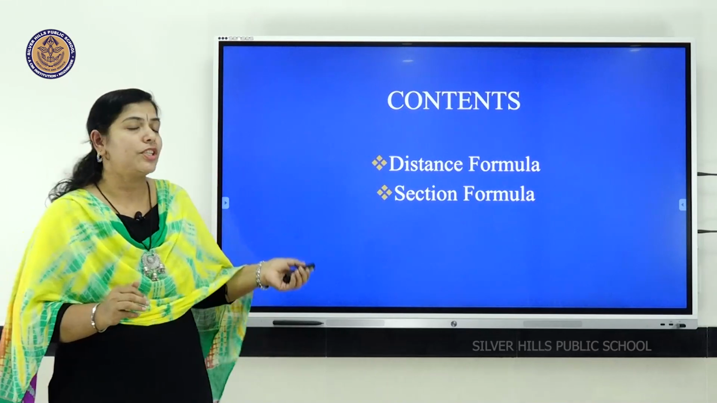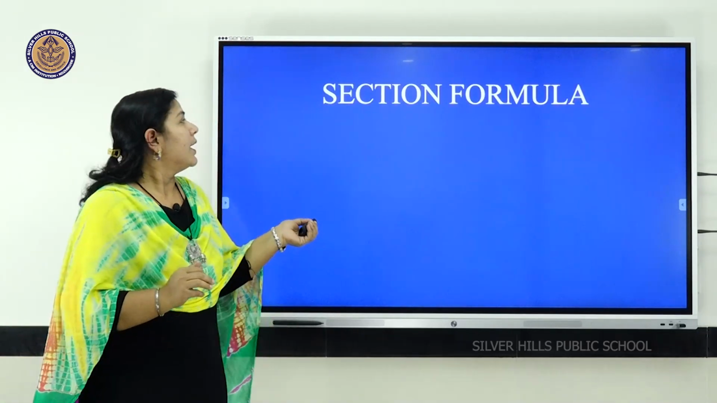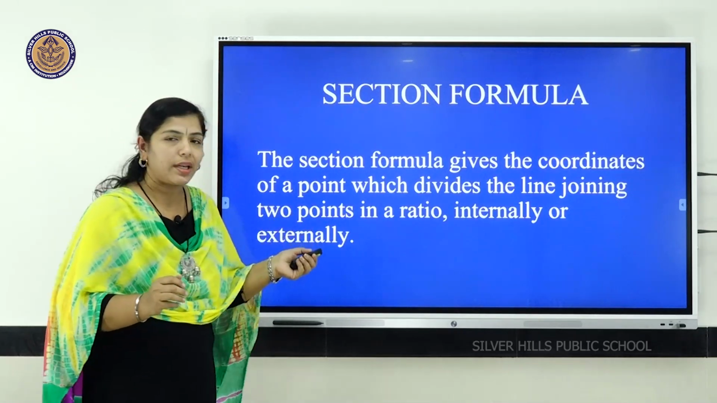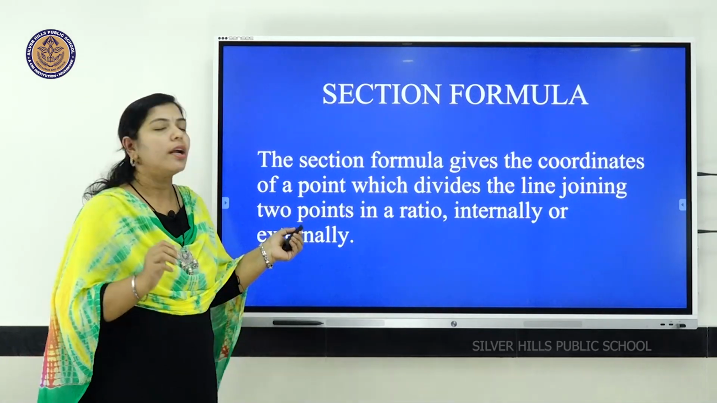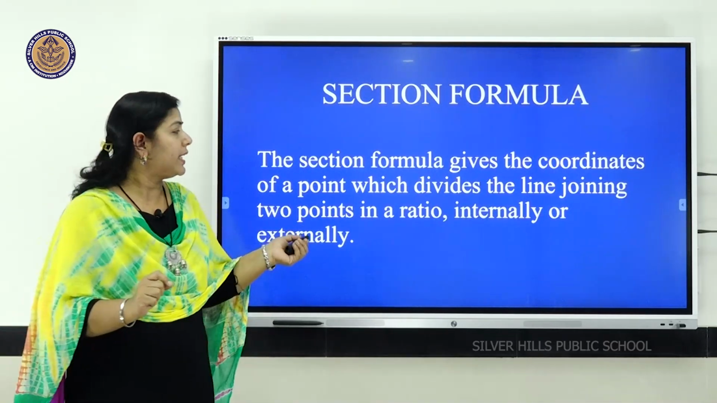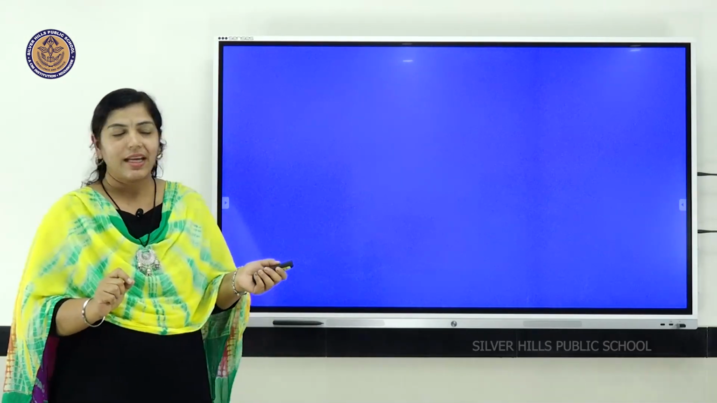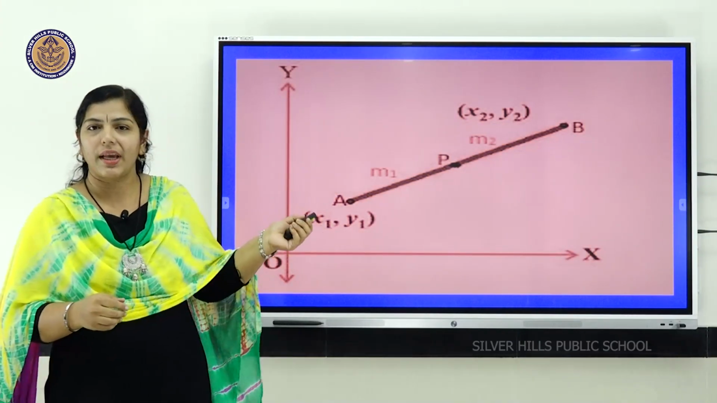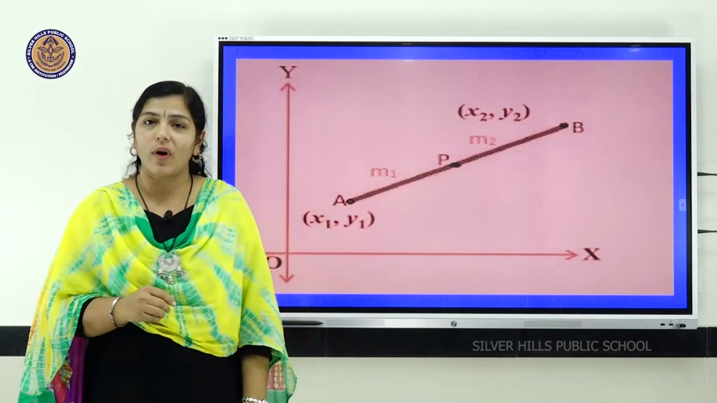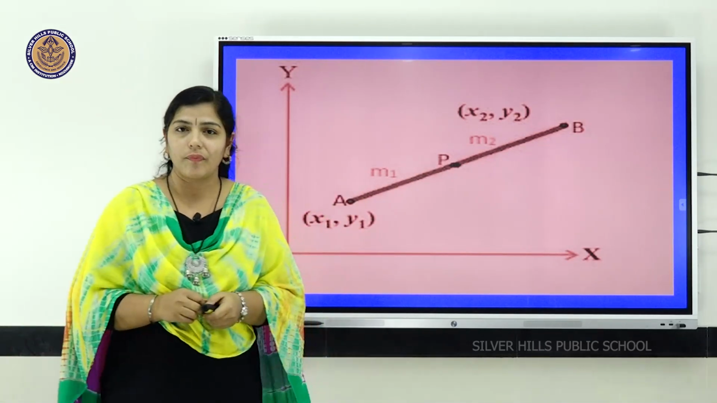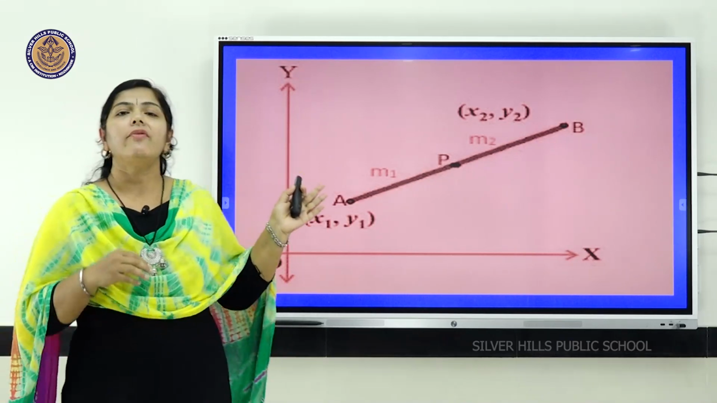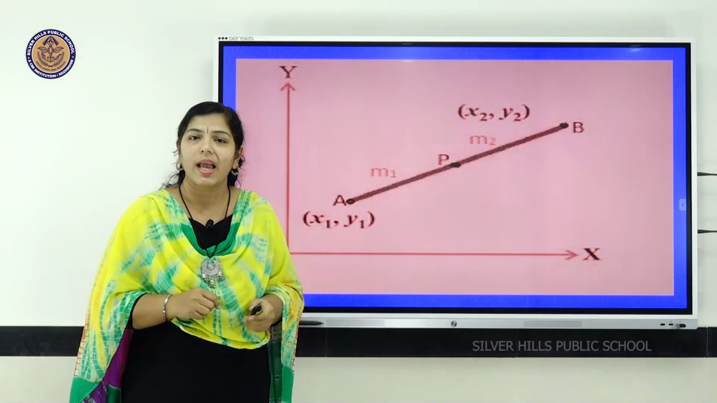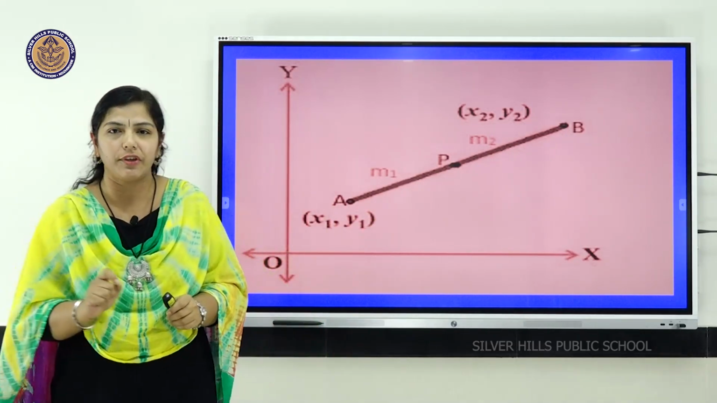Let us move on to the section formula. Section formula. It gives the coordinates of a point which divides the line joining 2 points in a ratio internally or externally. Just consider this figure, that is a line segment AB on a plane, a points A (x1, y1) and B (x2, y2). Consider that line segment, it divides into 2 in the ratio m1 is to m2 and P is the point of division.